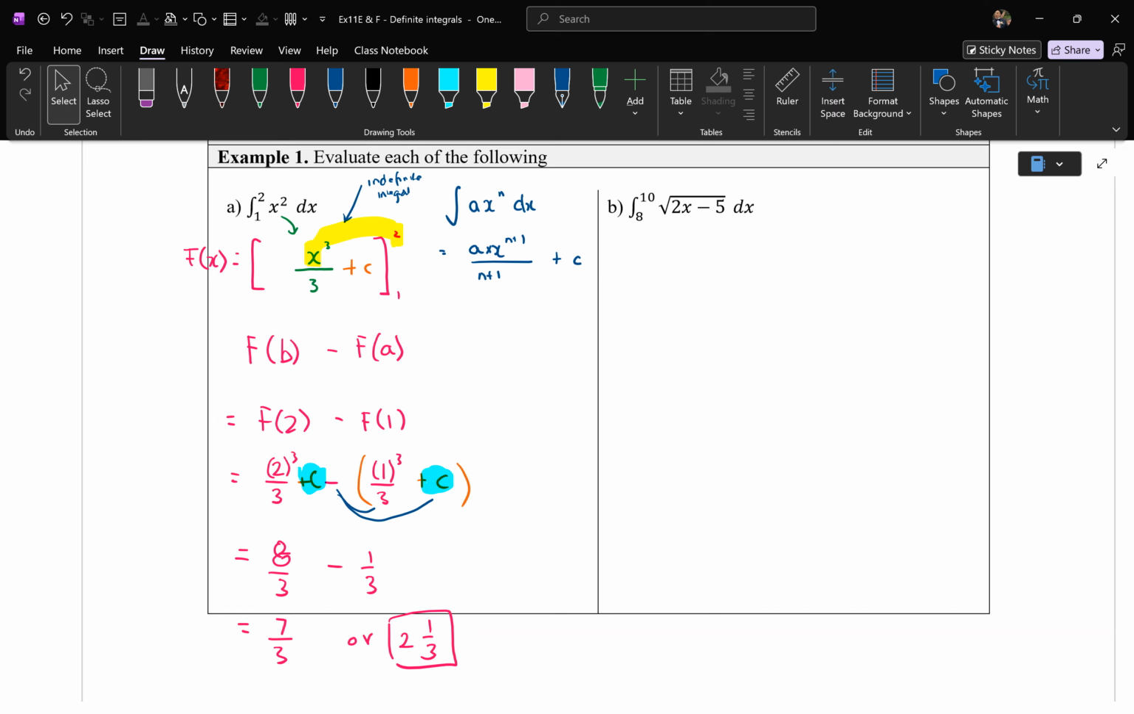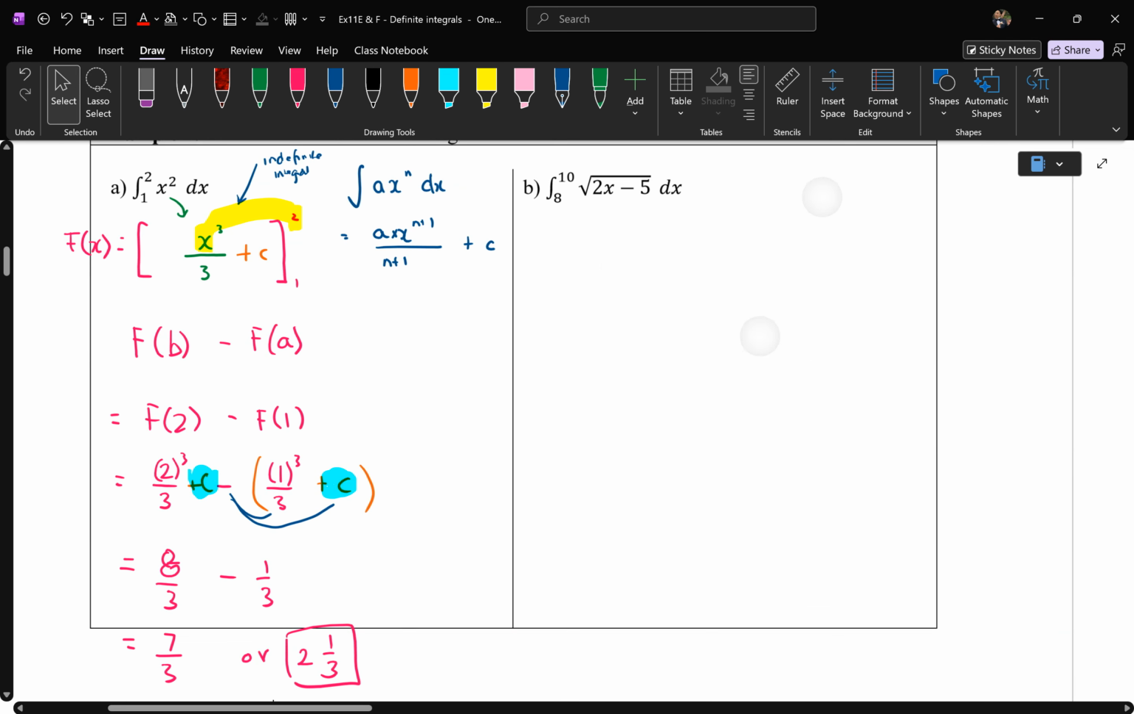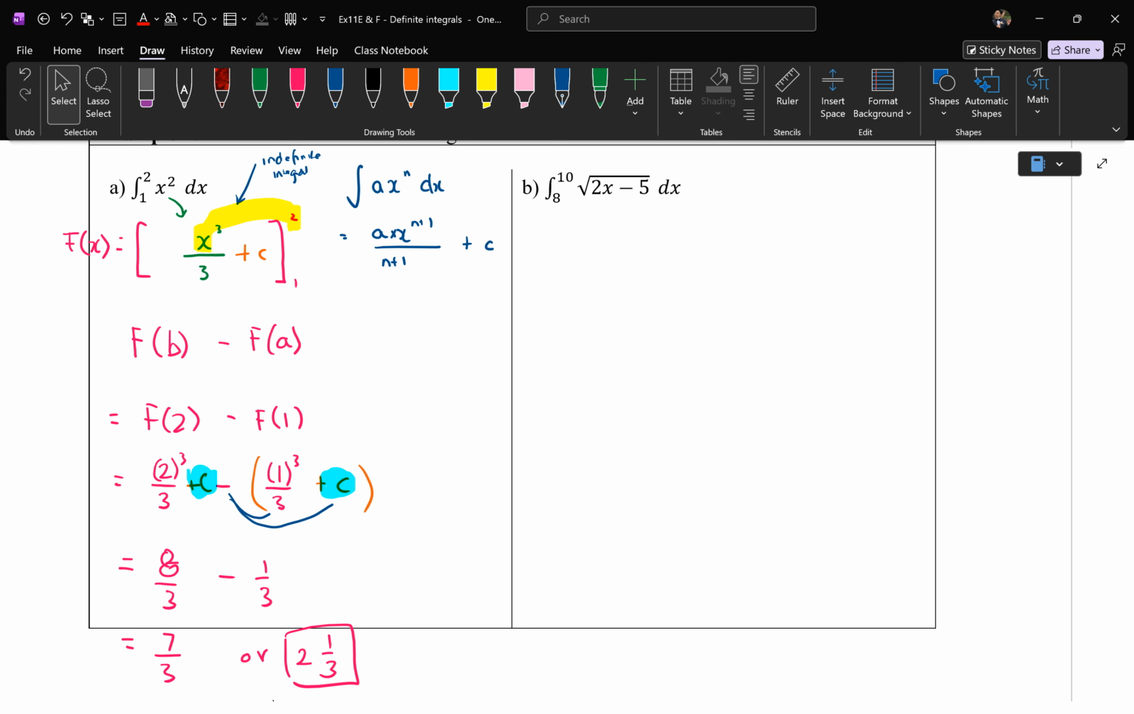This one feels tricky. Hopefully this will revise last week's stuff again. So I just did a power rule. We did the antiderivative of a power rule. Now we're going to do antiderivative of a chain rule. So this one should be, can you antiderive from 8 to 10? 2x minus 5 technically is to the power of half because you're saying square root. The question is, do you know how to antiderive this?